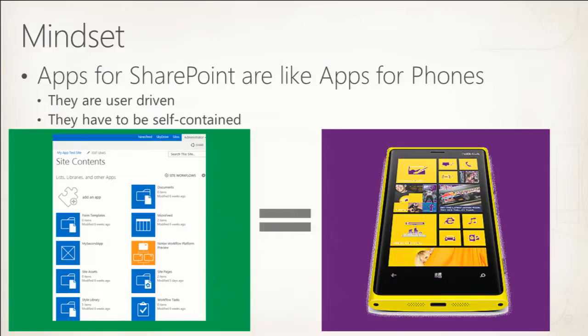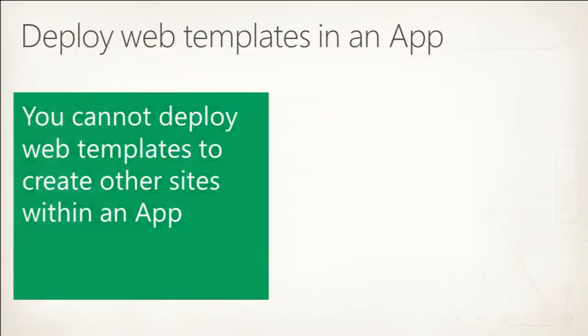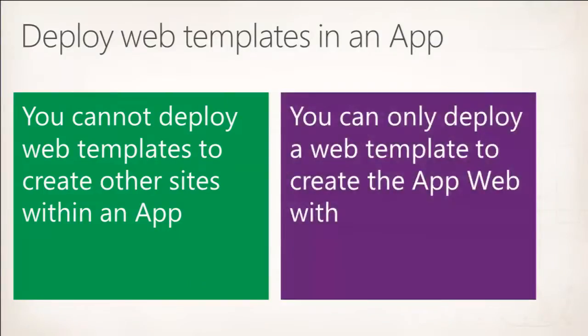So when we are talking about web templates to create user-navigated sites based on, we can't do that. We can't use apps to create web templates. However, we could deploy a web template in an app, but not to create other sites. We can use it to create the app web with. So the site that is created to deploy the app to, that can be created on a custom web template should you want to.